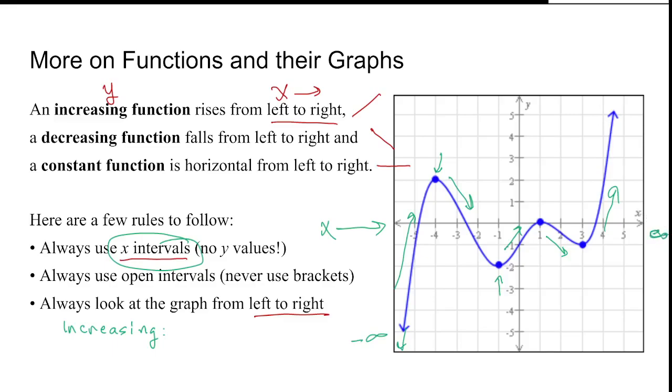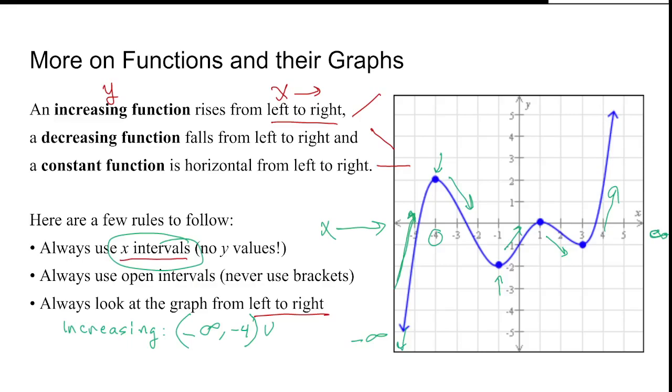Okay, so what we're going to do: it keeps increasing, right? This part here keeps increasing until we get to an x value of -4. So we're going to go from negative infinity until -4. We never really get to negative infinity, so we put a parenthesis there and a parenthesis on the -4, because at -4 it's neither increasing nor decreasing.